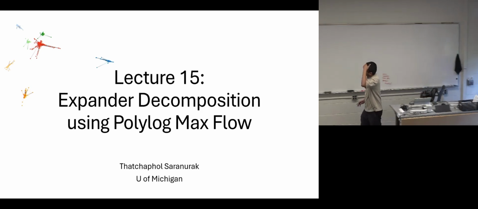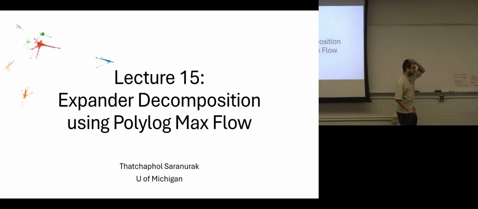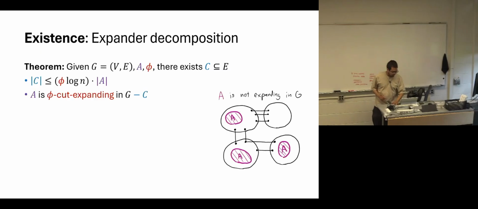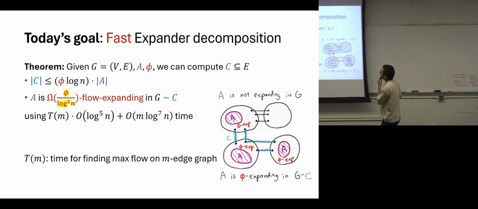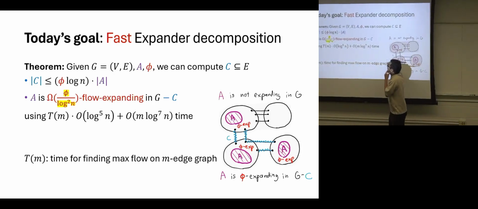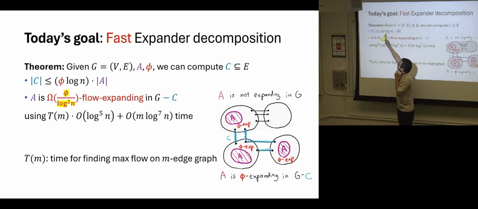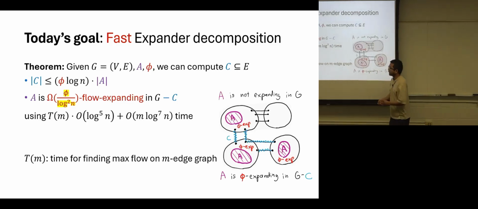So I want to finish showing how to do expanded decomposition fast. And again, the goal is that we want to solve this, right? We want that given a graph, a node weighting, parameter phi, you can compute a cut such that you can control the cut size, and now maybe A here is not quite phi expanding, but phi over log square expanding. But you want it to be fast, right?